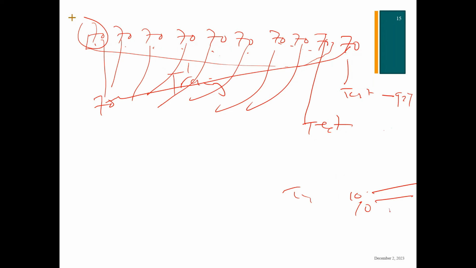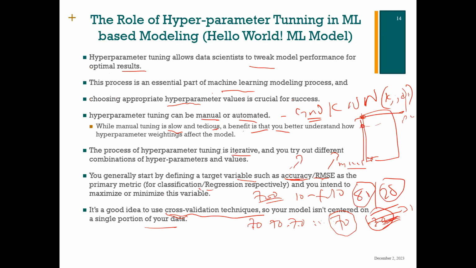Then it will find the average based on that. So your decision of what is the best hyperparameter, for every value of the hyperparameter, it will be taking the decision by using the cross-validation. So this is the recommended practice. Though it's not compulsory, it is better to use cross-validation techniques so that your model is not centered on a single portion of your data set.